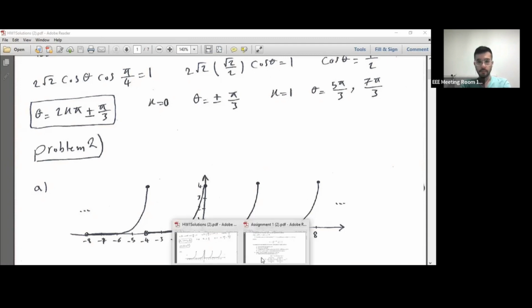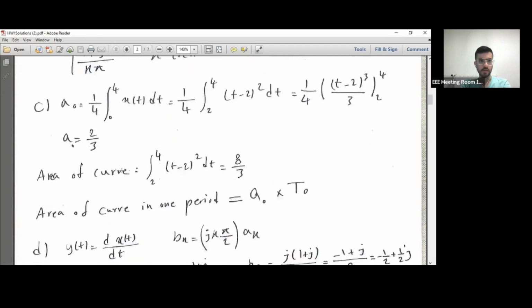So here in part C, we need to find the area of curve, which is here. Actually, from 0 to 2 is 0, but after 2, we have area. So from 2 to 4, we take the integral for this function, which is (t minus 2) to the power of 2 dt, which equals 8 over 3.